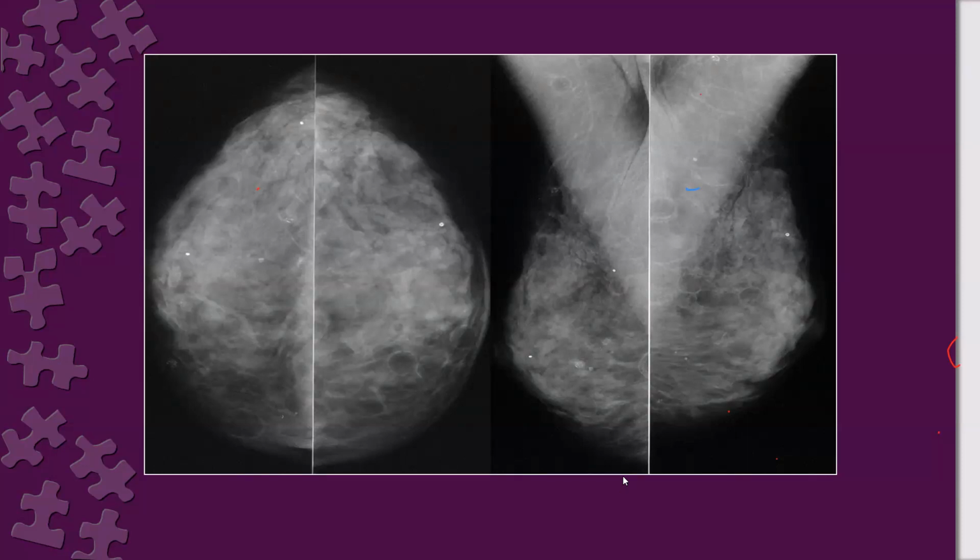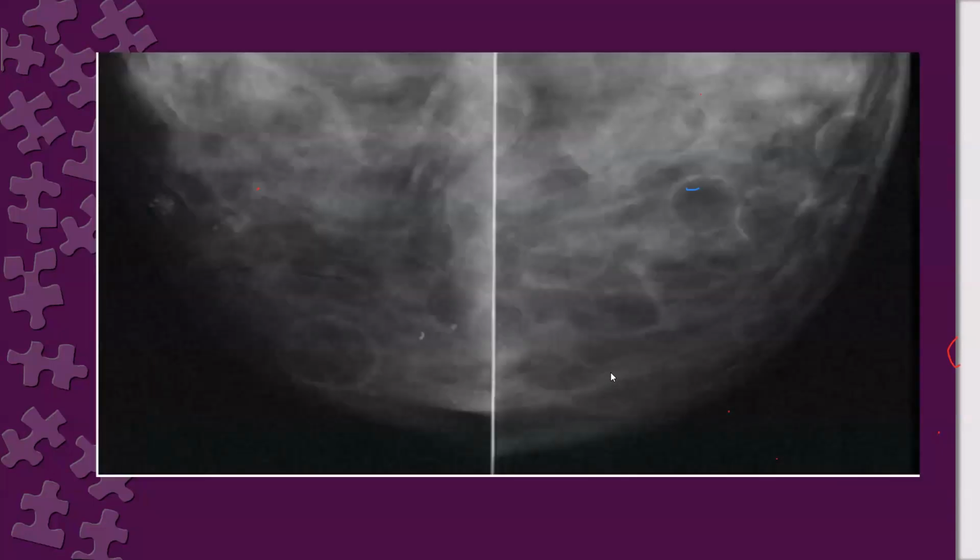The left is analog. Both are the same. This is MLO view of the same patient, same dense breast. It is difficult to demonstrate the lesion because of the dense breast. Can you see? This is magnification. Can you see what is inside the breast?